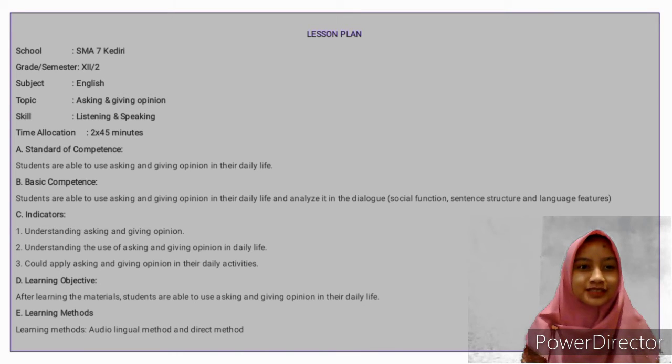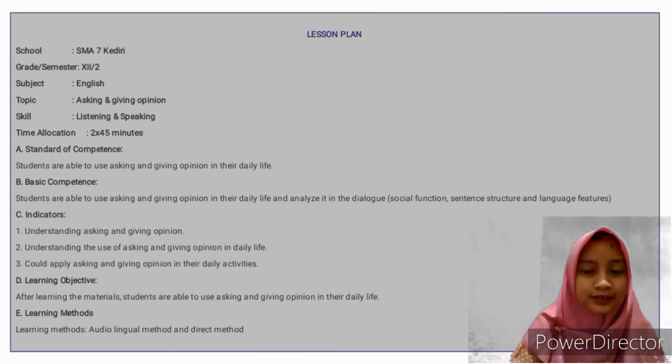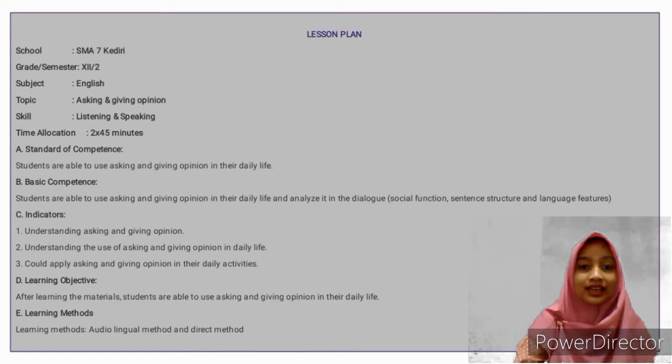I will give a small explanation about the lesson plan. So this lesson plan is for senior high school, grade 12, semester 2, and the topic is asking and giving opinion, with the skills listening and speaking, and the time allocation is 90 minutes. Yeah, we can see the standard competence.